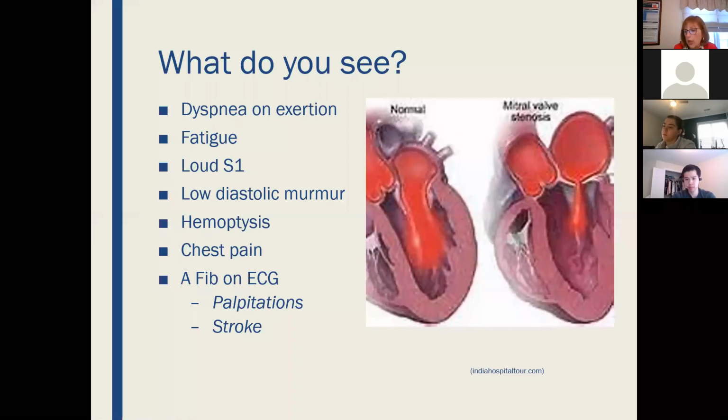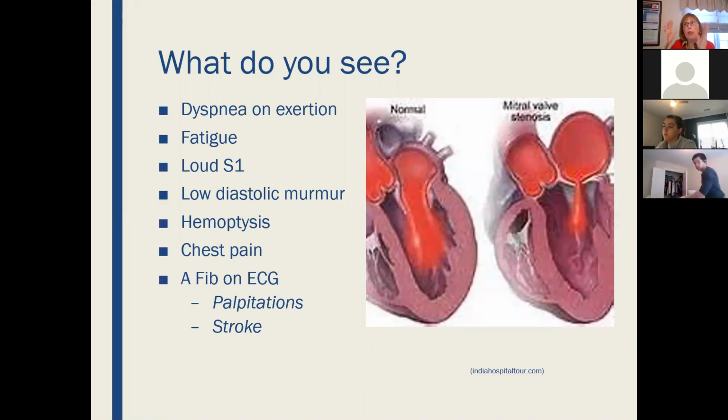AFib on an EKG, with that comes the palpitations your patient will tell you about and the risk of stroke. Remember, your atria fibrillating, they're vibrating back and forth. If you have atherosclerotic plaque in there, you're sending it off. It increases your risk of stroke.